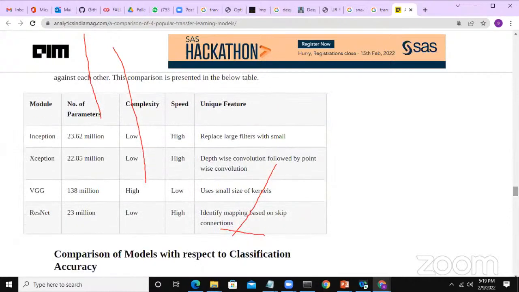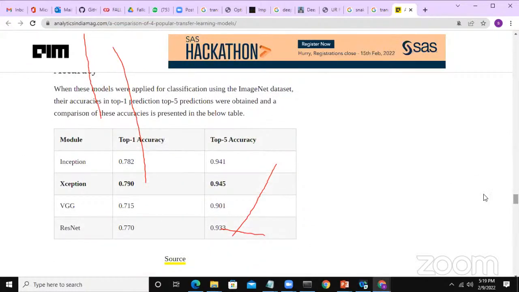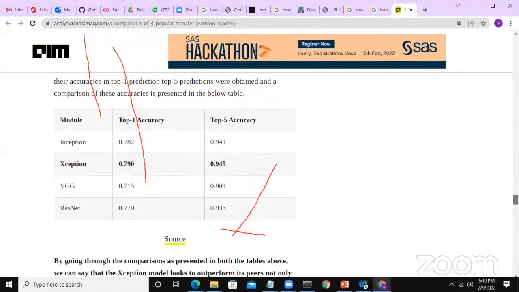And this is the comparison of the different architectures that we have discussed in transfer learning. The first one is the Inception architecture. You can see complexity is low, speed is high. Inception, speed is high. VGG, the speed is low. ResNet, the speed is high, right? And with respect to accuracy, Inception has the highest accuracy of 0.790 and 0.945, right?